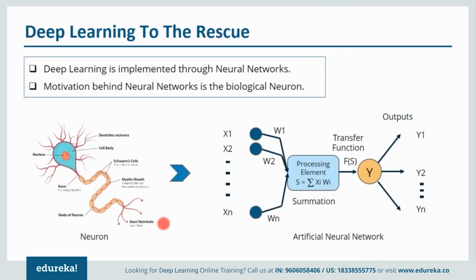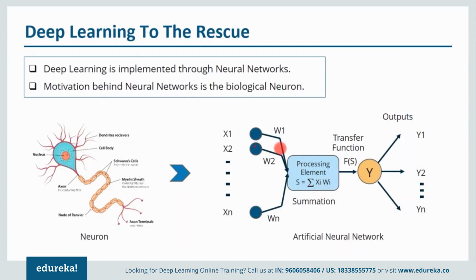Studies tell us that the two neurons are never connected to each other. There is a gap between them, which is called a synapse. So this is basically how a neuron works. On the right hand side of your slide, you can see an artificial neuron. Let me explain that. Similar to neurons, we have multiple inputs. These inputs will be provided to a processing element, like our cell body. And in the processing element, what will happen? Summation of your inputs and weights.